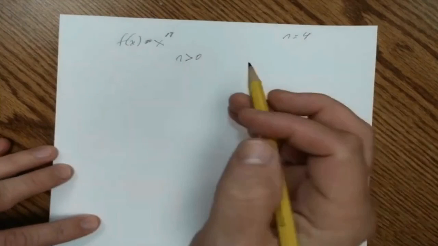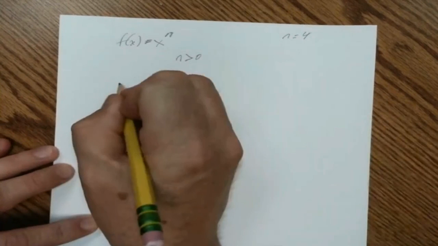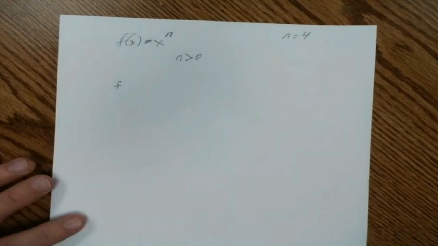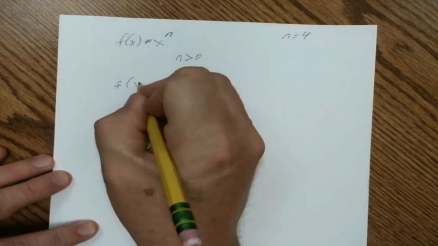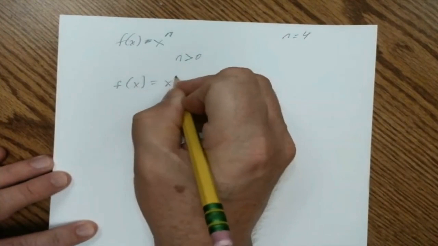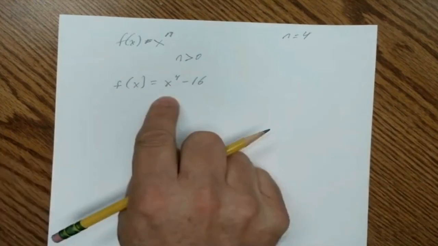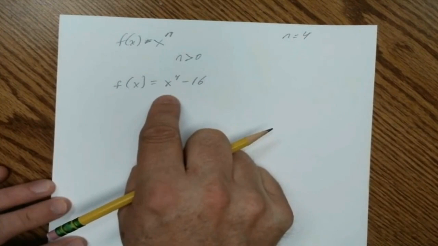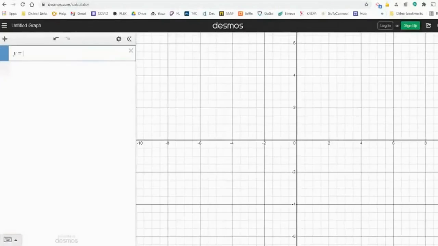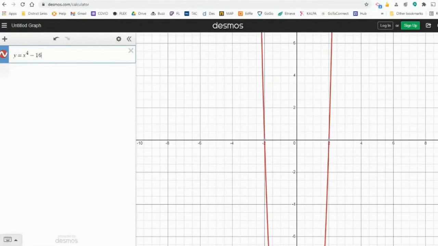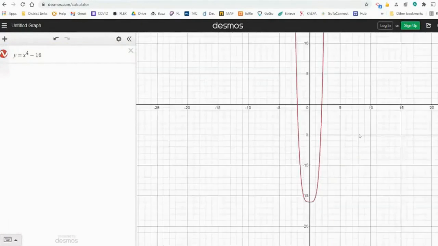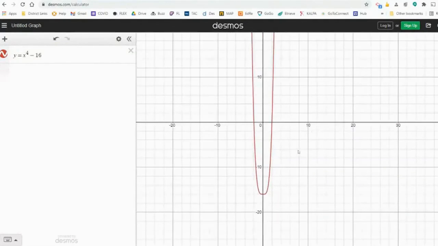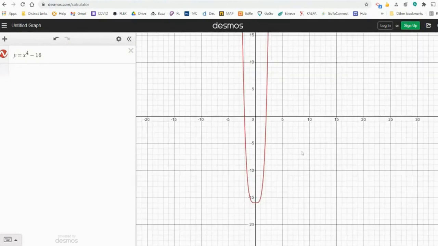Now, we've always talked about, for example, let's say that f of x equals x to the 4th minus 16. And we said, yeah, that can have up to 4 zeros. But we know when we graph it, y equals x to the 4th minus 16, we scroll out of that graph, we do not see 4 zeros. We see 2 zeros.